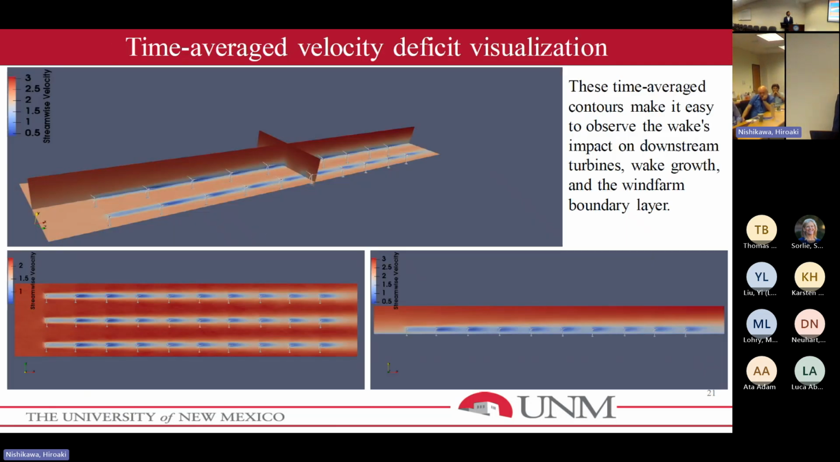These are the time-averaged velocity deficits. You can see more clearly how they are affecting the downstream turbines. You can also see that these turbines also produce a boundary layer. As you can see, this shows boundary layer growth. It's called a wind farm boundary layer.